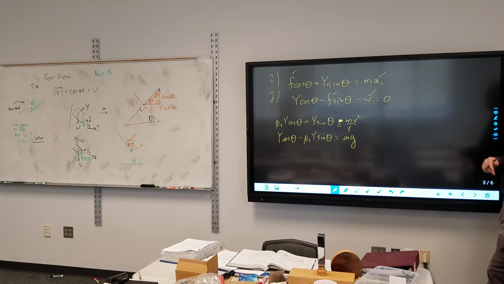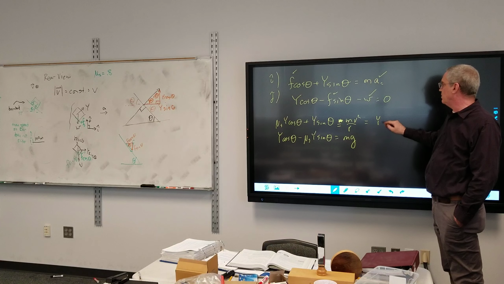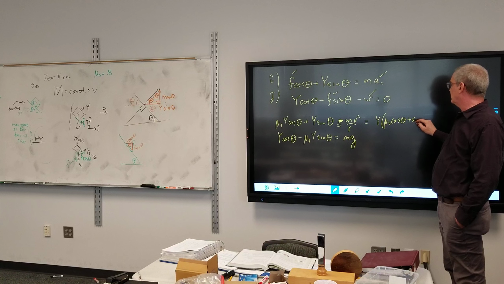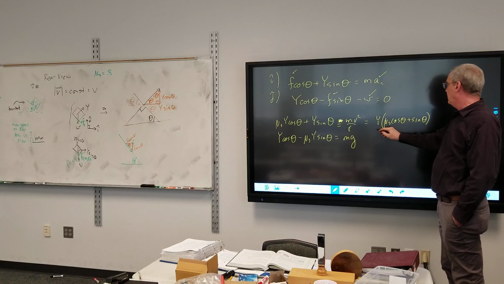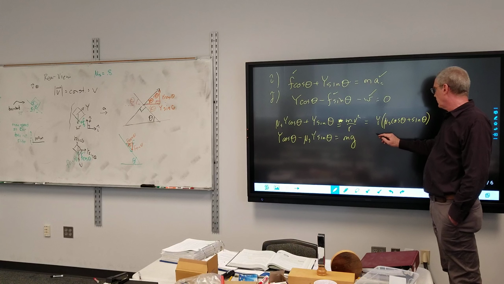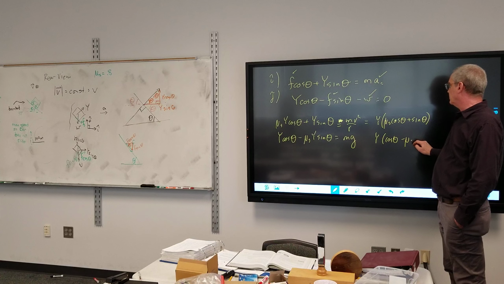All right. You can solve for y, plug into the other one just like we did before. It's obviously going to look more complicated. I'm going to suggest a slightly different route to get rid of y. I'm going to first factor y out. So this is equal to y times mu s cosine theta plus sine theta. And this is y cosine theta minus mu s sine theta.